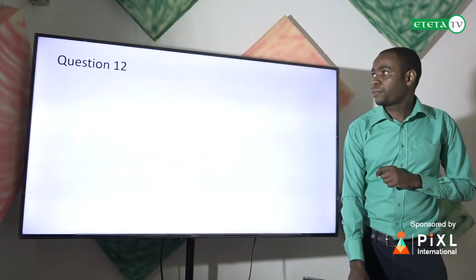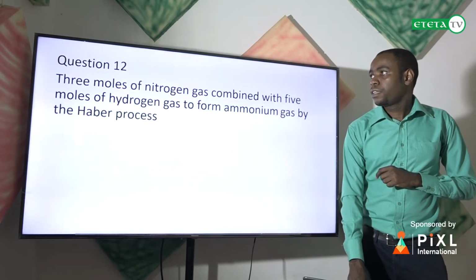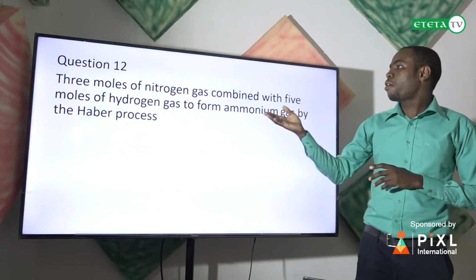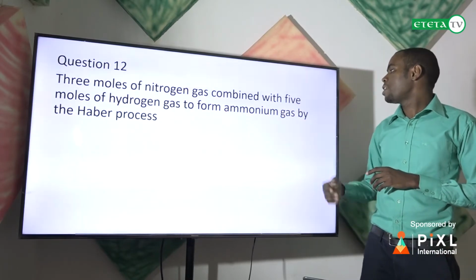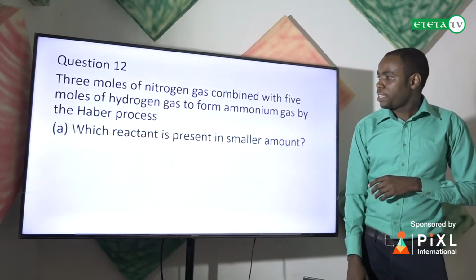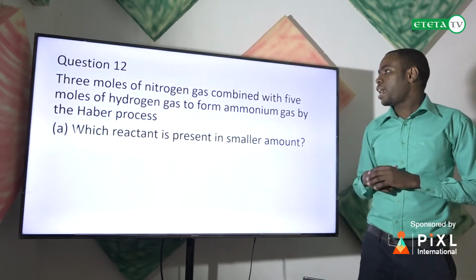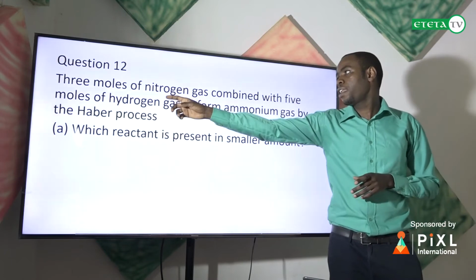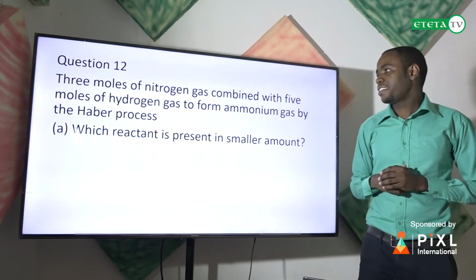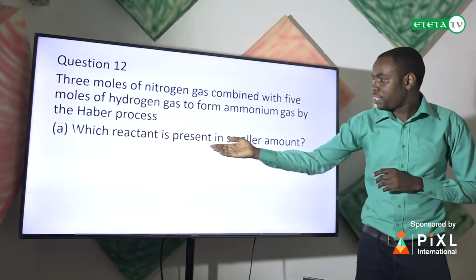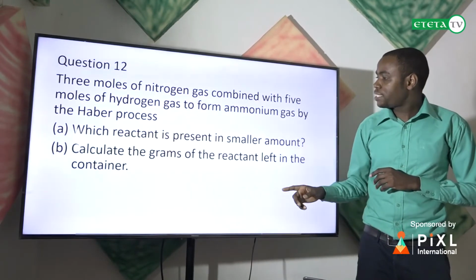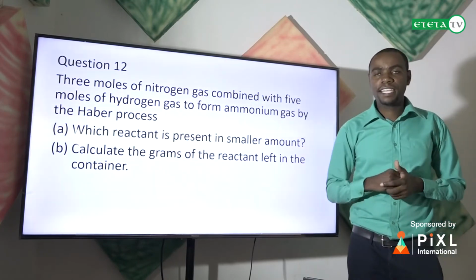After all this, now the question number 12. The question says 3 mole of nitrogen gas combined with 5 mole of hydrogen gas to form ammonia gas by the Haber process. Question A says, which reactant is present in smaller amount? Here you have been given 3 mole of nitrogen gas, then 5 mole of hydrogen gas. So, which reactant is present in small amount? B says, calculate the gram of the reactant left in the container.